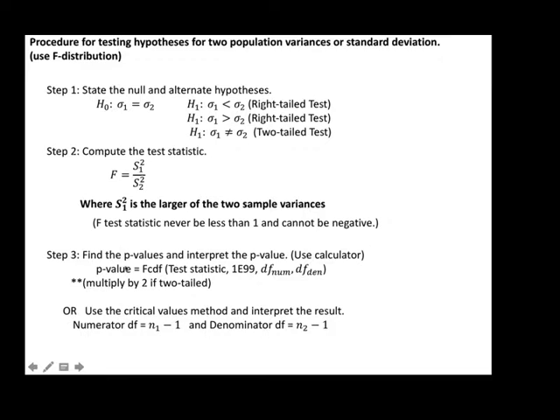Step 3, find the p-value and interpret the p-value. The p-value will be found using the calculator. Since this is an F distribution, we use the F CDF, with the test statistic, then 1E99, and then the degree of freedom of the numerator, comma, the degree of freedom of the denominator. The degree of freedom of the numerator is about population 1, and the degree of freedom of the denominator is about population 2, so sample size minus 1.